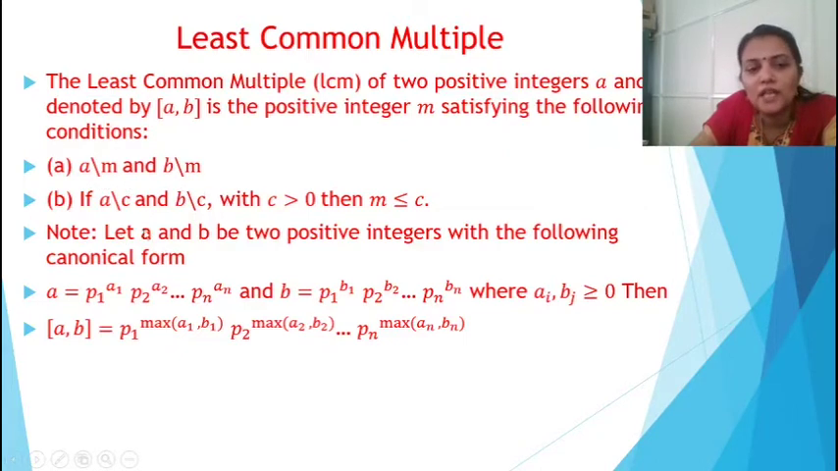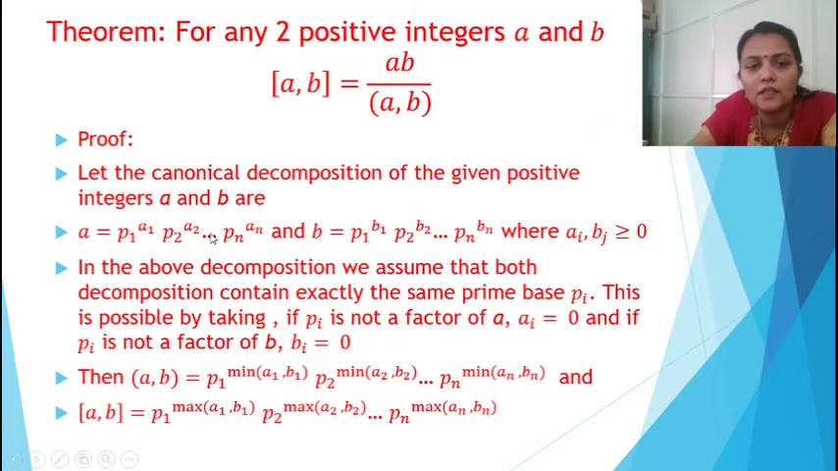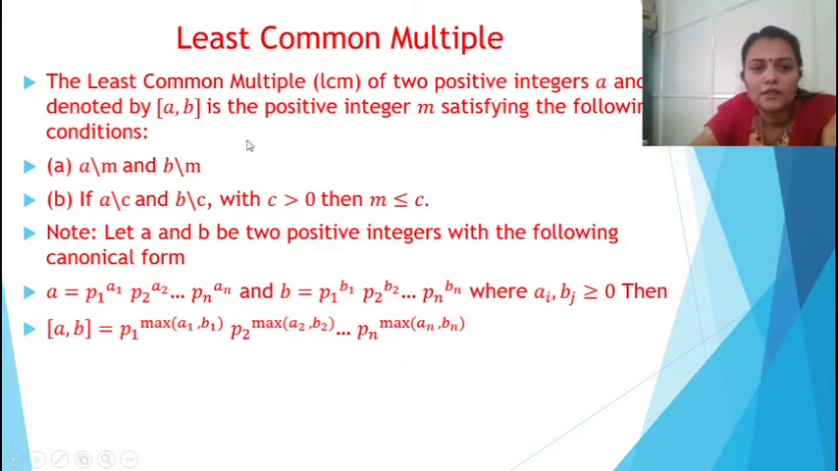If a divides c and b divides c, with c greater than 0, then m is less than or equal to c. m should be the least such number.